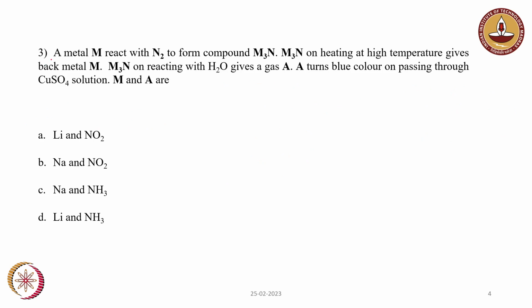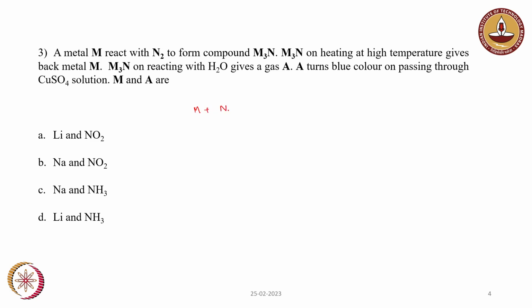Question 3: a metal M reacts with N2 to form compound M3N, and M3N on heating at high temperature gives back metal M, and M3N on reacting with H2O gives a gas A, and A turns blue on passing through copper sulfate solution. So, what are M and A? Options are: A, lithium and NO2; B, sodium and NO2; C, sodium and ammonia; D, lithium and ammonia. We are given M plus N2 giving M3N.